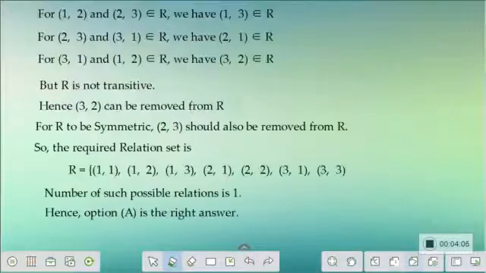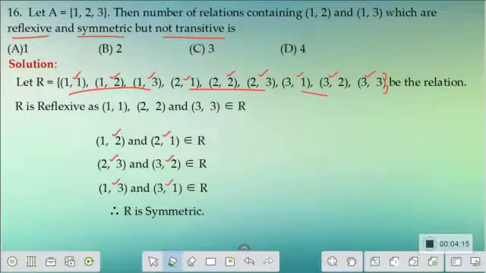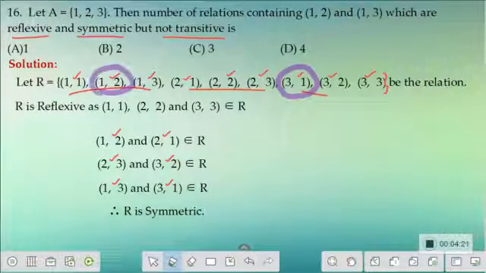Now let me check the other possibility, like for (3, 1) and (1, 2), we must have (3, 2) in R. (3, 1) is here, and (1, 2) is here. So for (3, 1) and (1, 2), we should have (3, 2). So this is also here. You see that all the possibilities are here, so you can easily conclude this relation is transitive.